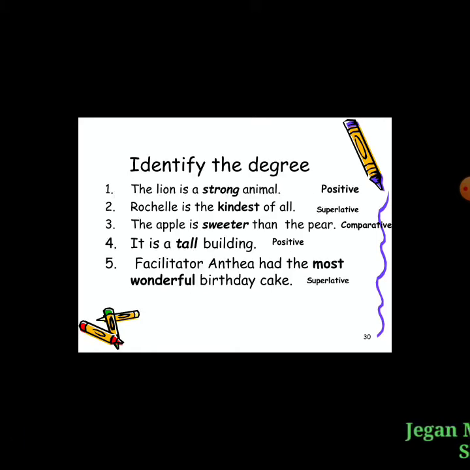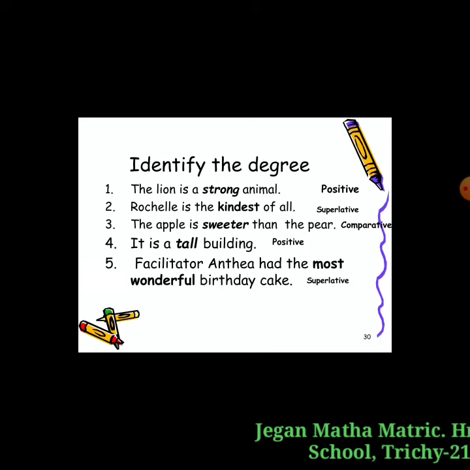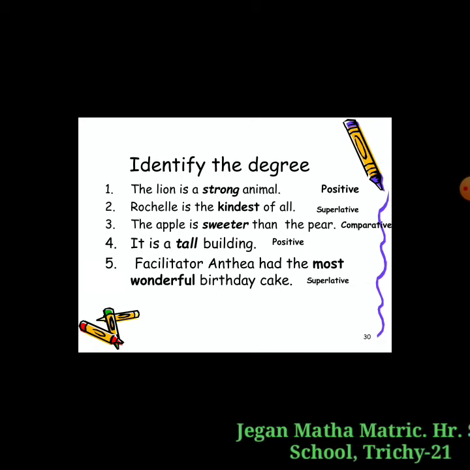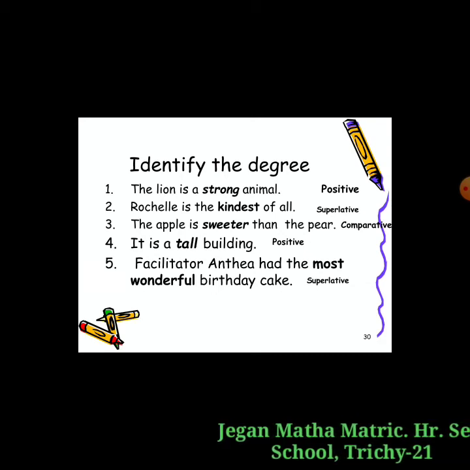Identify the degree. We just have to identify whether it is positive, comparative or superlative. The lion is a strong animal. Strong, we can use that positive degree. Rachel is the kindest of all. Kindest, est, superlative degree. The apple is sweeter than the pear. Comparative, sweeter, er. So comparative degree.